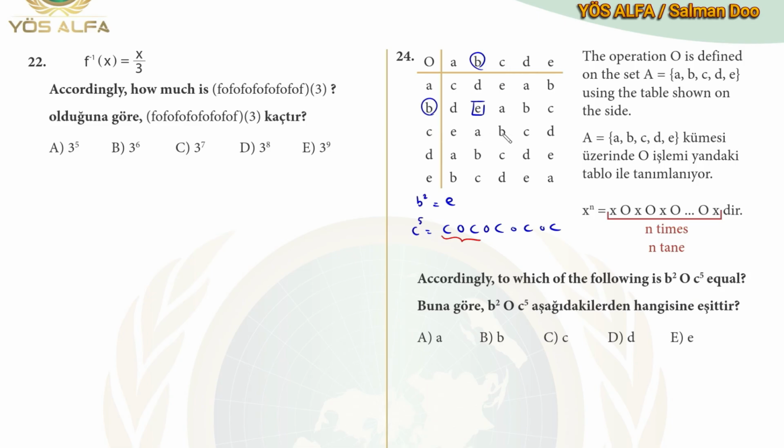C and C intersection is B, and B and C intersection is A, and this is A and C intersection is E, and E and C intersection is D. So C to the 5 is D. B squared is E and C to the 5 is D. E and D operation is E. So the answer is E.